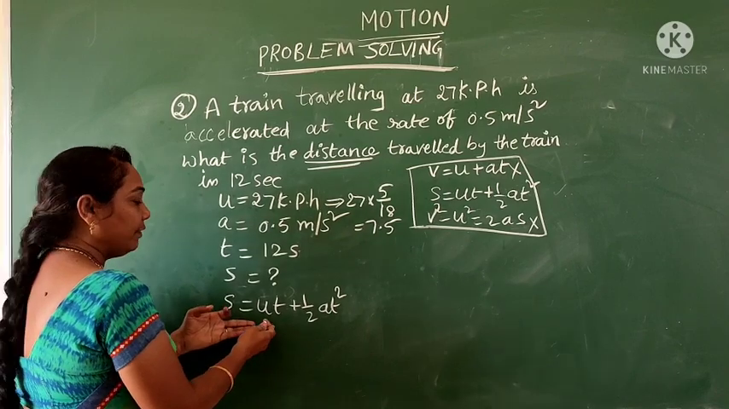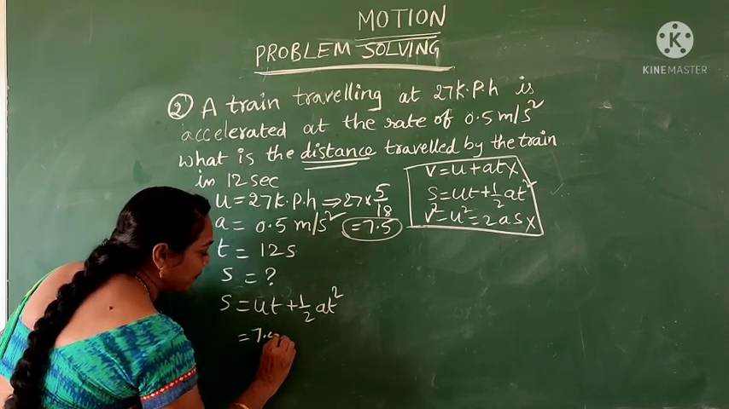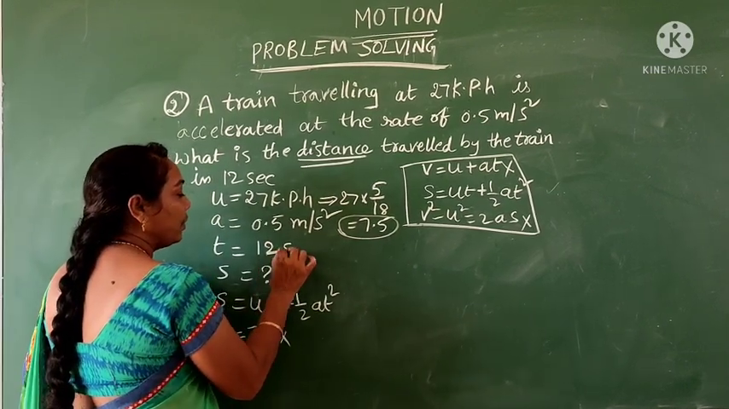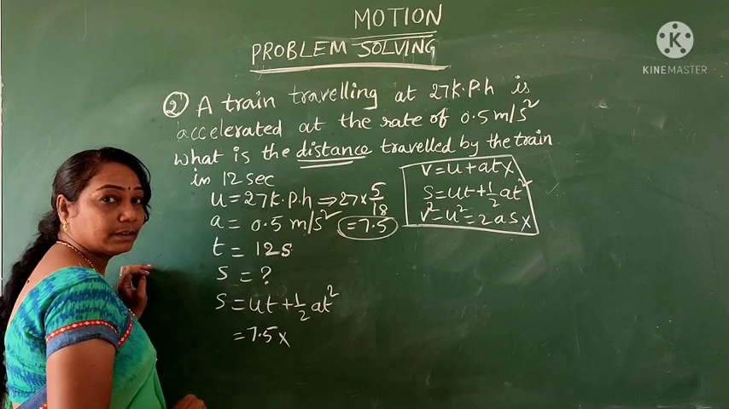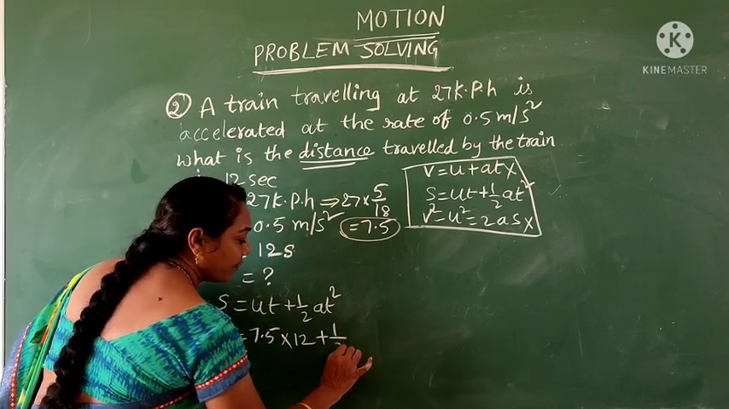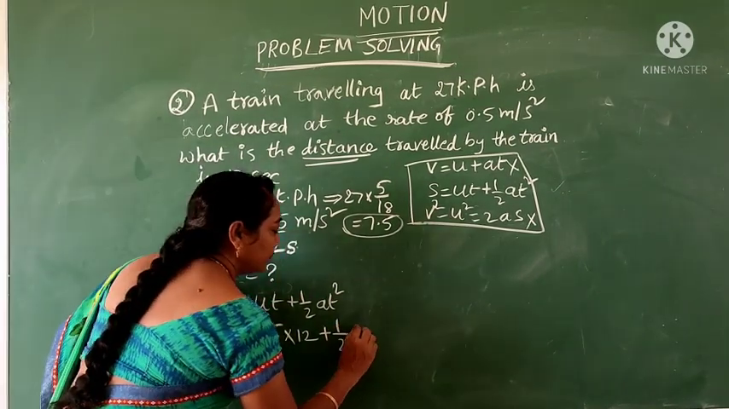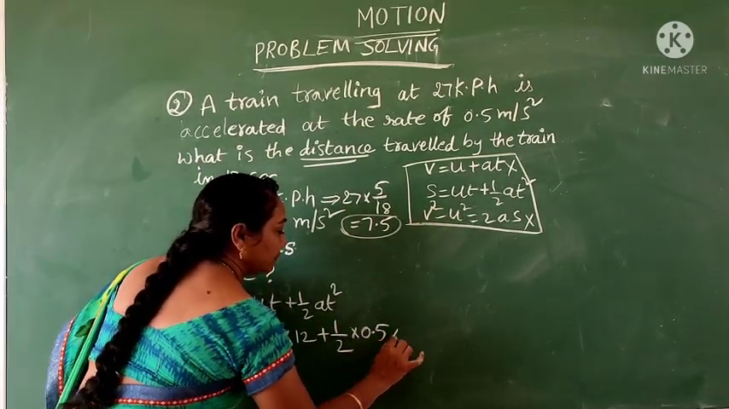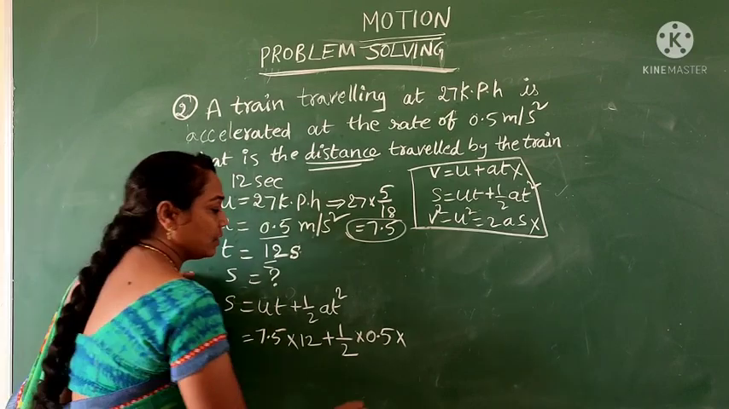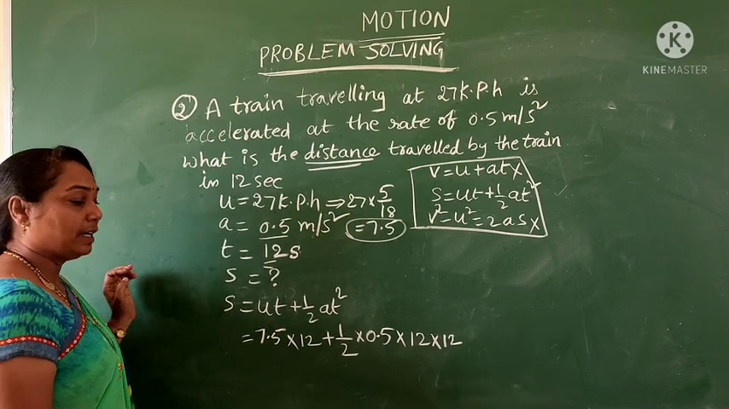Next, here we know the value of u. What is the u value? 7.5. We have to substitute 7.5 into t. What is the value of t? T equal to 12 seconds. 7.5 into 12 plus half a t square. What is the value of a? 0.5. 0.5 t square. What is the value of t? 12 seconds. So 12 square is written as 12 into 12.